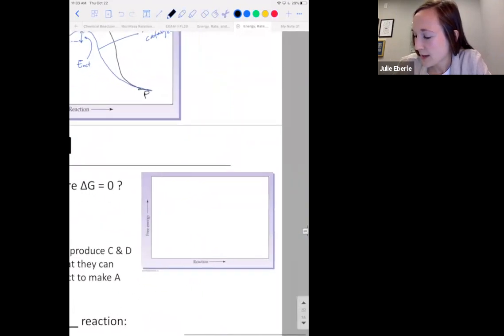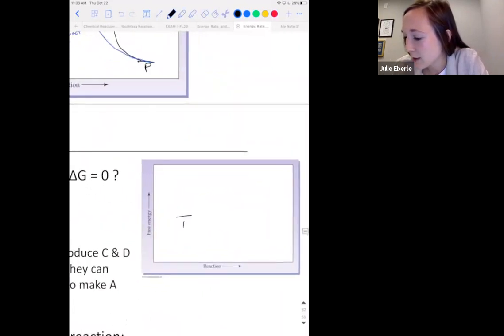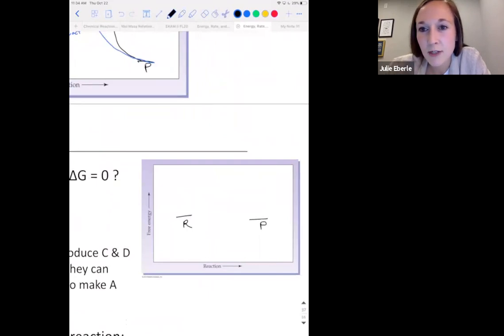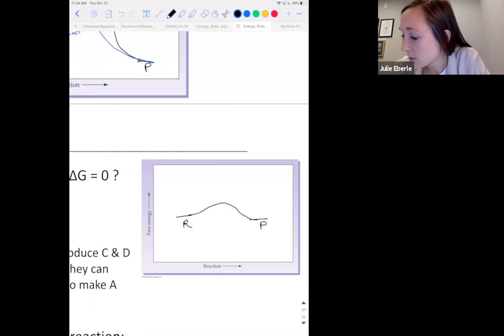What that would look like is the energy level between our reactants and our products are the same. There's no change. We still have an activation energy, so we still have a little peak between the two. But essentially, the energy level of the reactants and the products are the same. They're not changing. So what does that mean exactly?